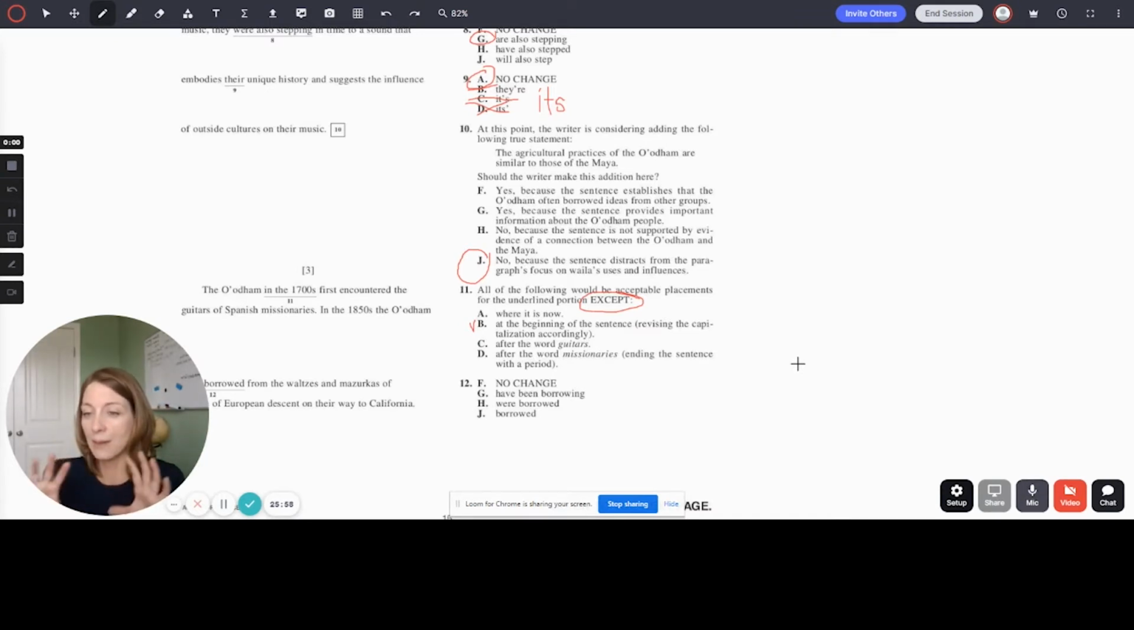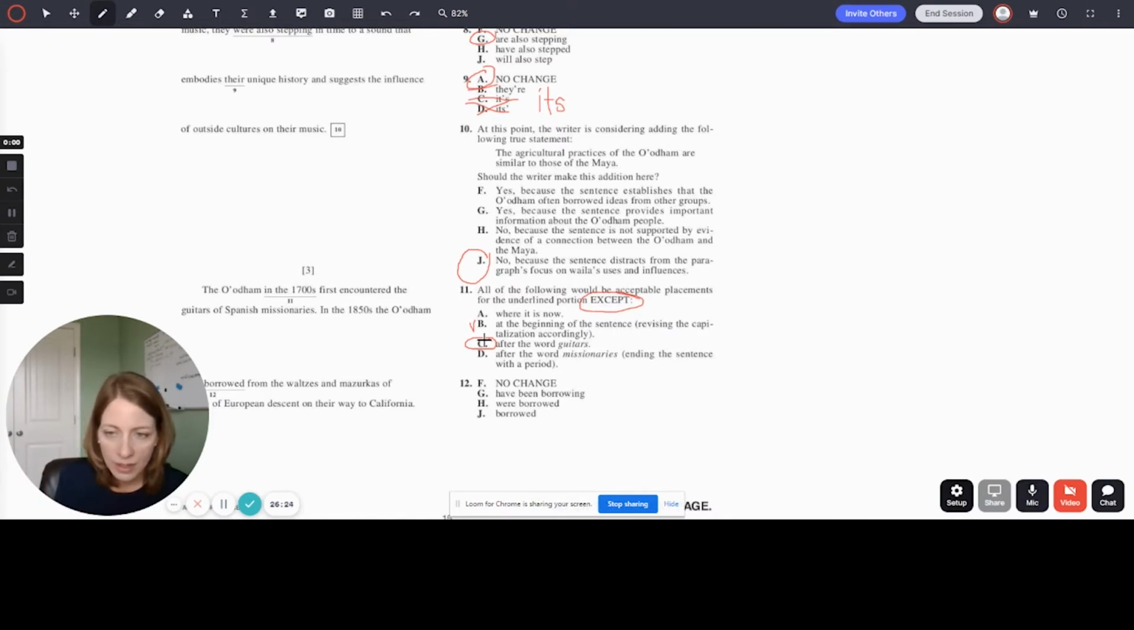You're separating what kind of guitars from of Spanish missionaries. So I'm pretty sure that this is not going to work, and the reason that would not work is because we need to know what kind of guitars, so what it's modifying. Okay, the Odom, which I know that's not how you say it. I'm just kind of making up something.